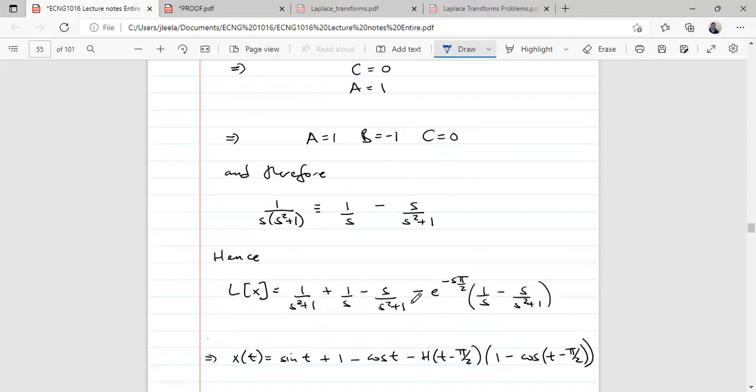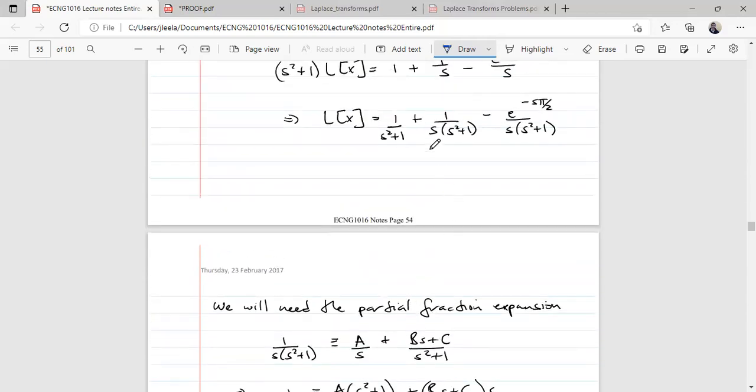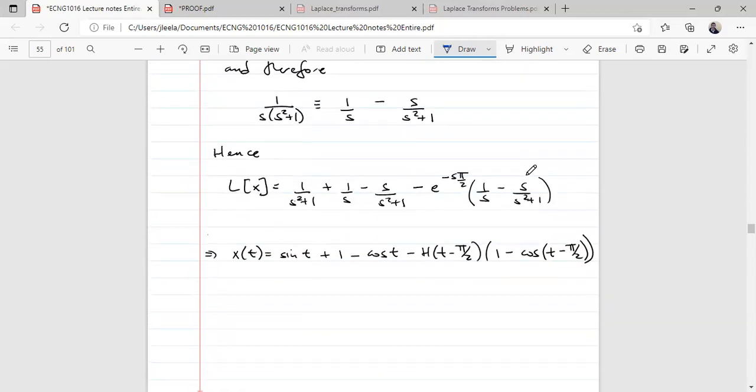And remember your second term, right? Your second term is similar to the third term. The only difference in the third term is that you have e to the minus s pi over 2. So all you have to do is factor that out and it will have the same constants in terms of your partial fraction breakdown. So look at it here.